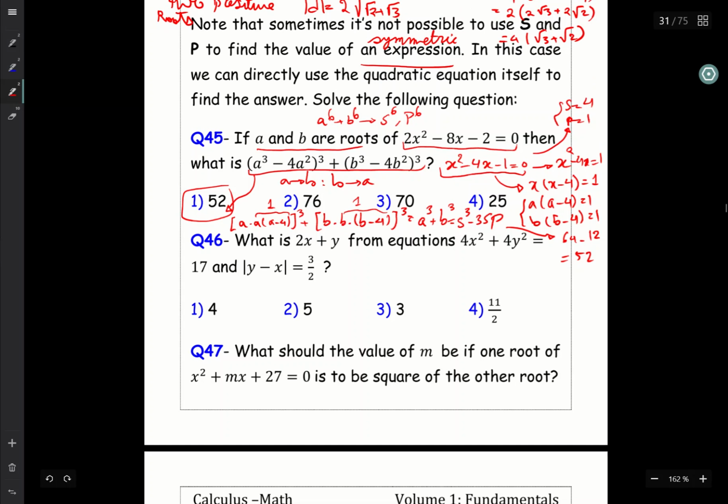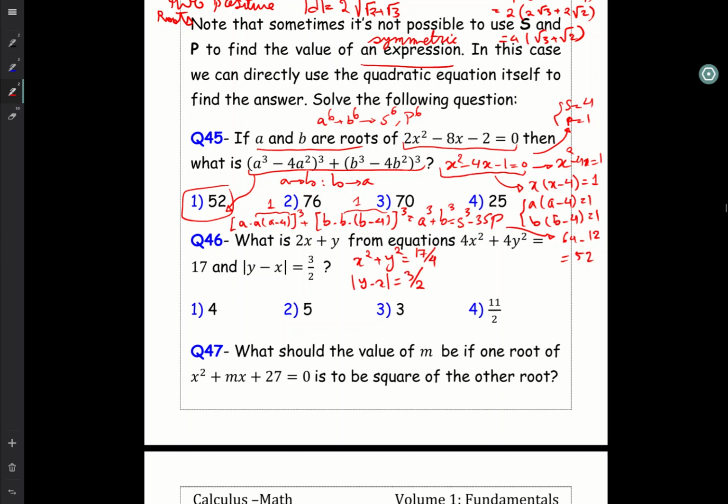Question 46. What is 2x plus y from equations 4x squared plus 4y squared equals 17 and y minus x equals 3 over 2? Alright, so we know that x squared plus y squared is 17 over 4, and y minus x is 3 over 2. Now this is very clever.